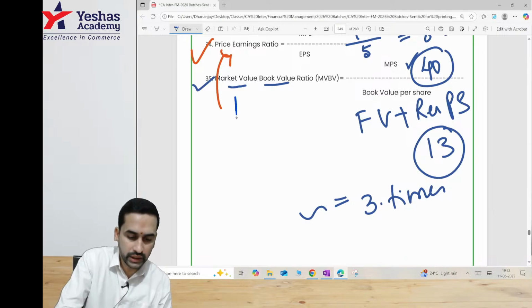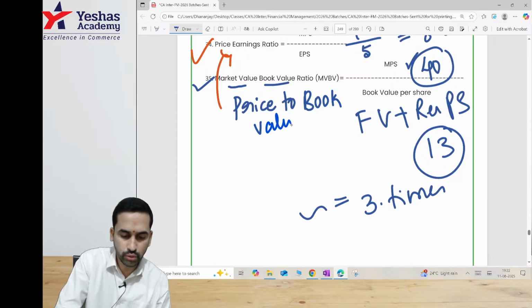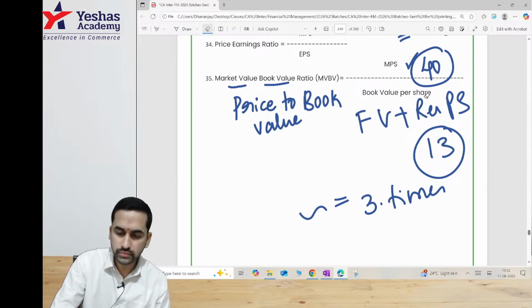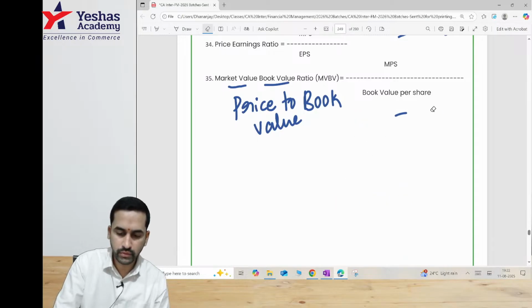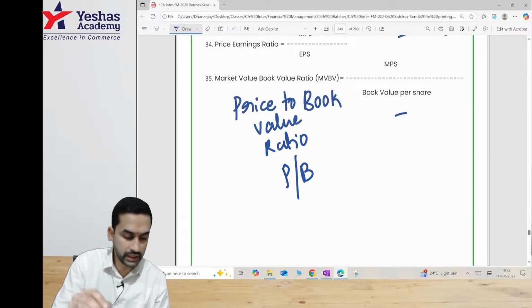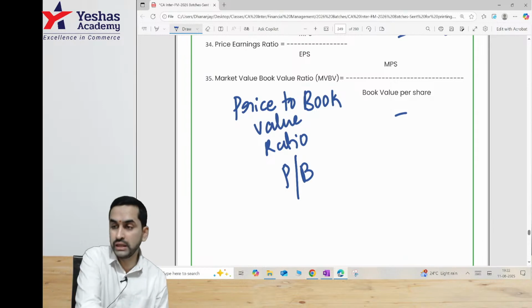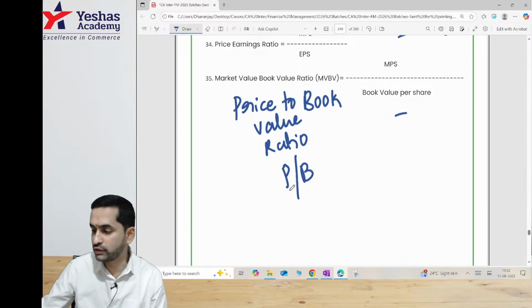Make a note here. This is also called price to book value ratio. Make a note, please. Price to book value ratio. Some websites write like this: P/B. Price to book value. Price means market price. Book value is available in balance sheet.